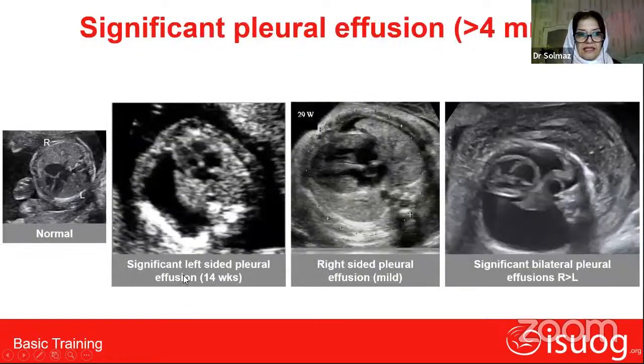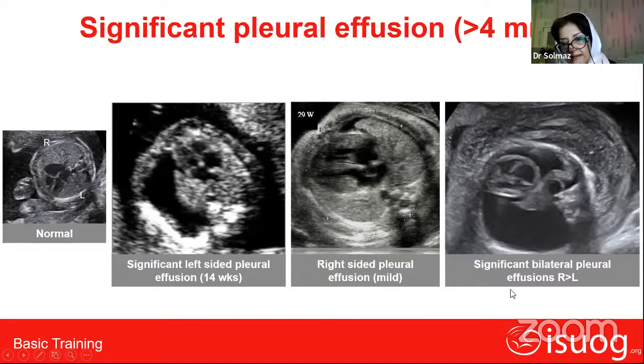These are some example pictures of pleural and pericardial effusions. The left-hand side image is normal for comparison reasons. The first image here shows significant left-sided pleural effusion at 14 weeks. You can see some fluid-filled area around the left lung and has pushed the heart to the right side. The middle image shows some pleural effusion around the right lung, you can see, and a rim of this pleural effusion goes to the back of the lung. This is not severe, but still needs a proper workup.